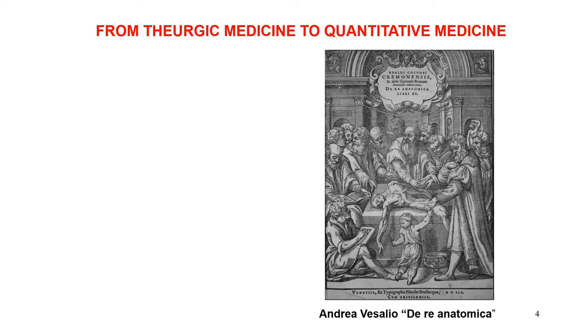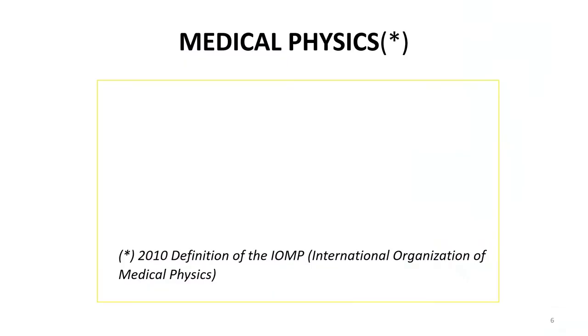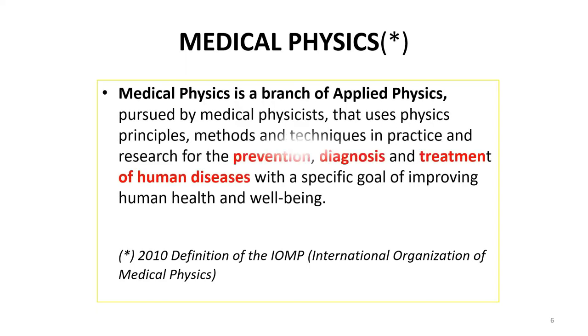And why I'm going to start from medicine, because medical physics is very much related to medicine, and medical physics has to be objective, reliable, and verifiable. And I will talk about the part where we build instrumentation for medical physics. Let's say, what's the definition of medical physics? I take the definition of the IOMP, the International Organization of Medical Physics, and say it's a branch of applied physics, pursued by medical physicists that use physics principles, methods and techniques in practice and research for the prevention, diagnosis, and treatment of human disease.